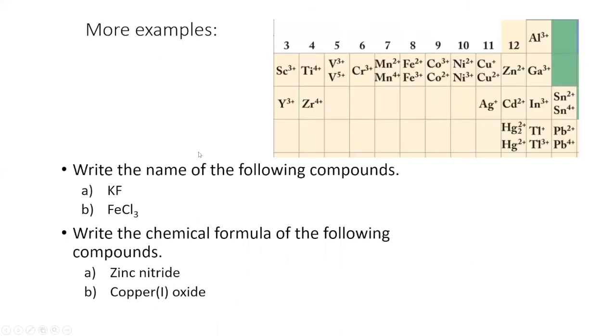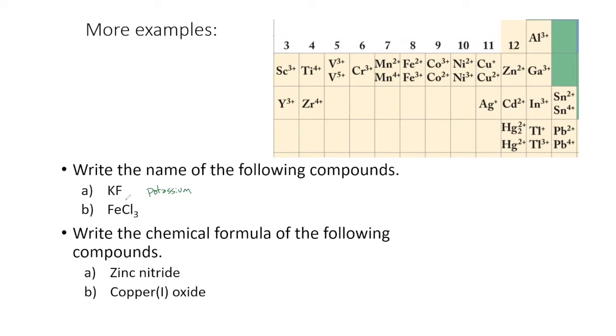Okay, so let's do some more practice, putting all this together. So here we've got some formulas and we want to write the name. So K, that's potassium, and that's the cation, the positive ion. And remember that you just write the name of the element for the cation, potassium.